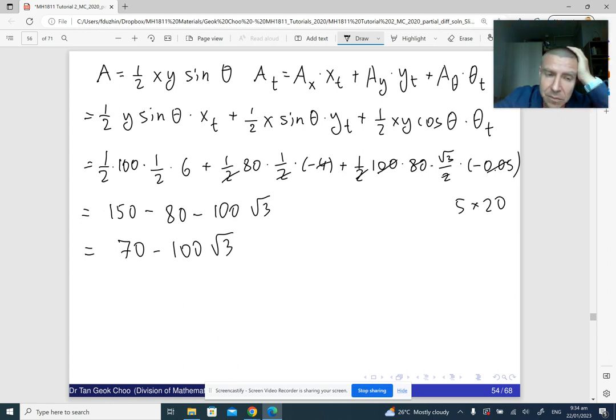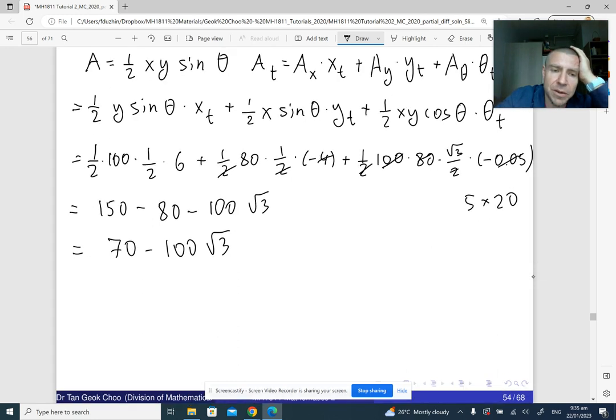Just one more remark is that 100 is already bigger than 70, and square root 3 is about 1.7 something, so it's bigger than 1 definitely. So 100 times square root 3 is bigger than even 100, not speaking of 70. So whatever we subtract is bigger than the first term, so the whole difference is negative.